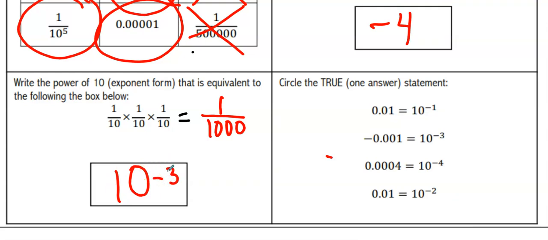All right, we're going to look at one answer that's true. So I'm going to see if 0.01 is equal to 10 to the negative 1. That is false. I know that's false because 10 to the negative 1, I could put it in my Desmos. If I put in 10 to the negative 1, I'm going to see what I get.